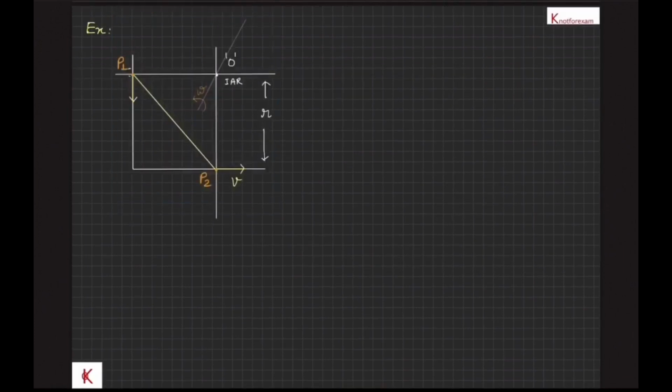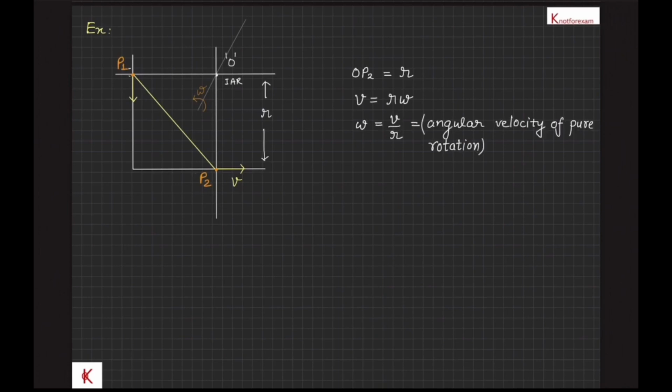Let's see another example of a rod which is slipping down against a wall. Axis of rotation will pass through intersection of lines perpendicular to the velocities of points P1 and P2. Let OP2 be equal to r as shown in the figure. Then V is equal to r omega, and omega is equal to V upon r. That is the angular velocity of the rod at that instant.